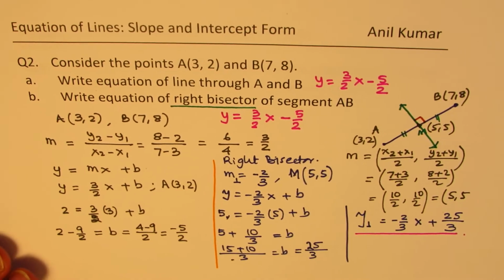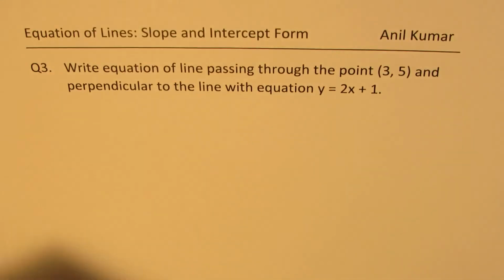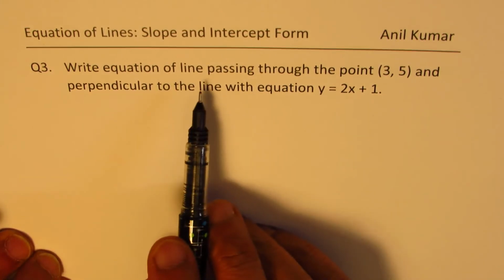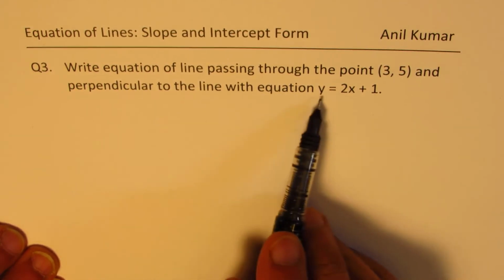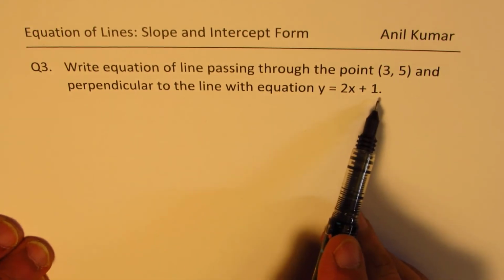Okay. So the next question for us is question number 3. Write the equation of the line passing through the point (3, 5) and perpendicular to the line with this equation, y equals 2x plus 1.